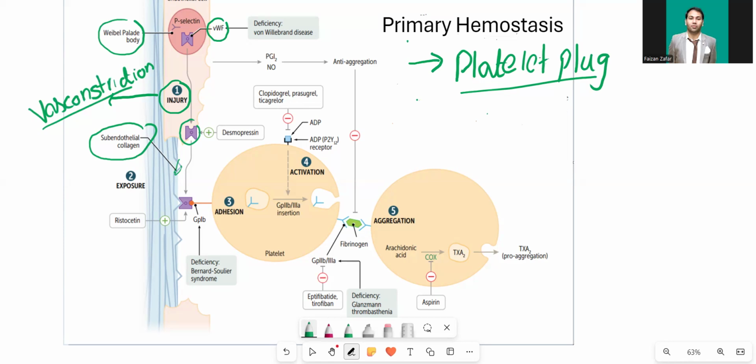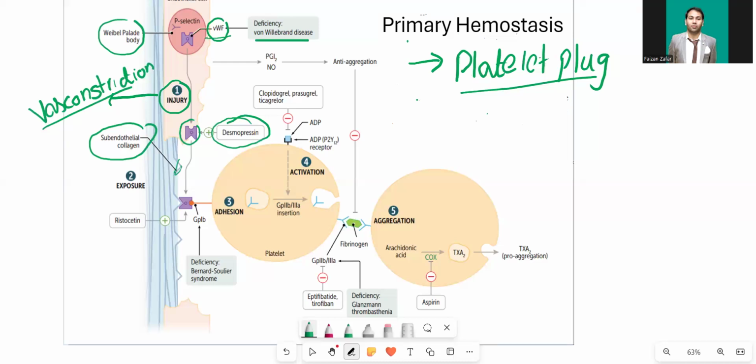Another important thing, the desmopressin. Desmopressin promotes the release of von Willebrand factor and clotting factor 8. Okay, so if this von Willebrand factor is deficient, it will lead to von Willebrand disease.